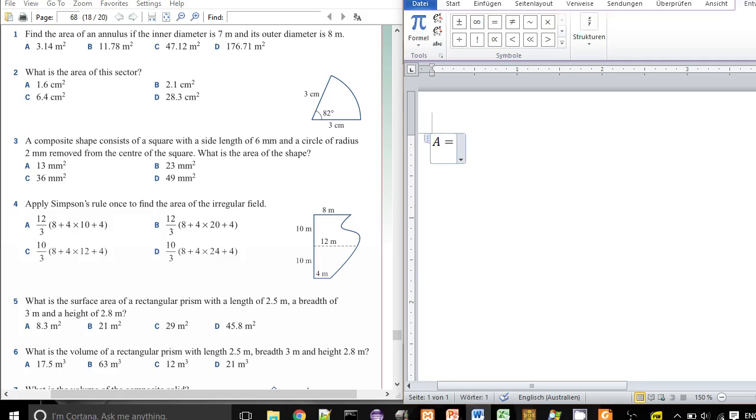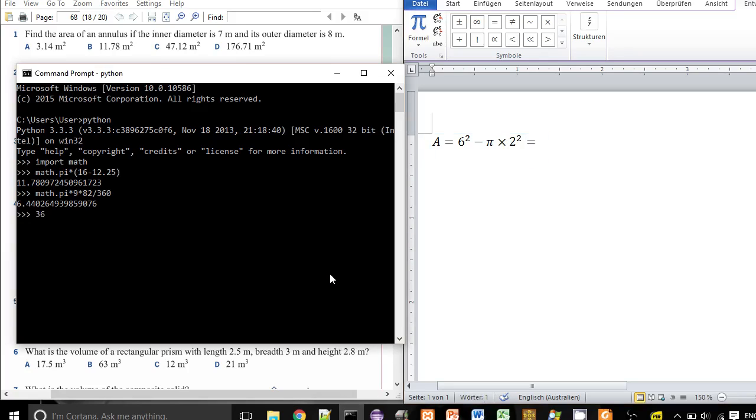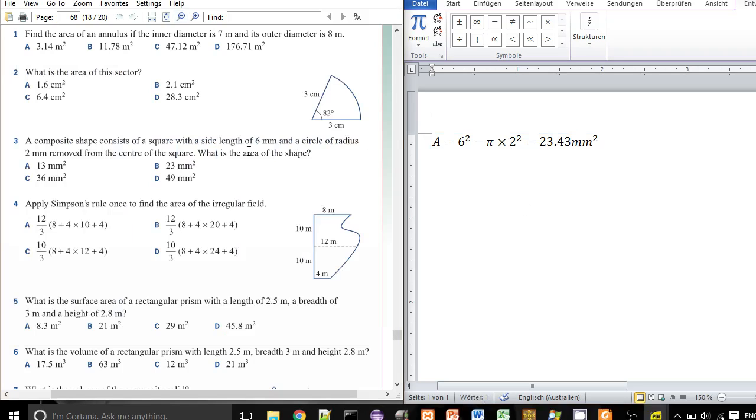So we're going to do the area of a square, which is just 6 times 6, or 6 squared. That's why it's called square, because it's the area you get in the square. The circle has radius 2, so pi r squared. It's all in millimeters, so that's all good. So 36 take away 4 times math.pi, so 23.43 millimeters squared, square millimeters, which is small. So 23.